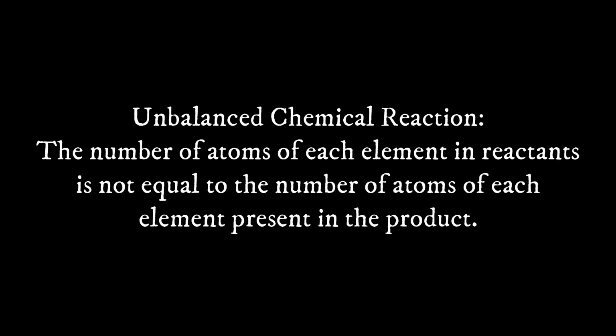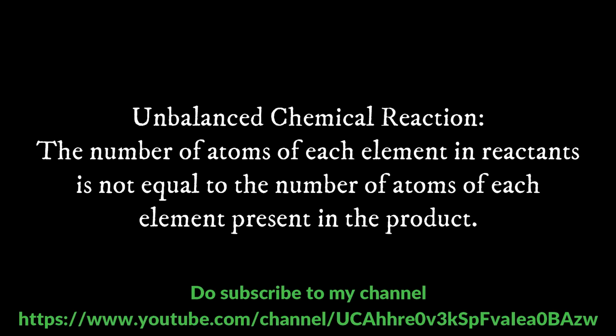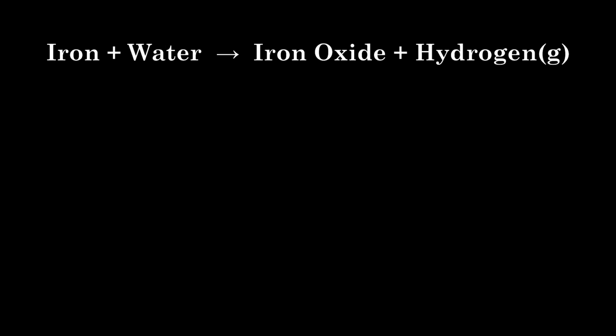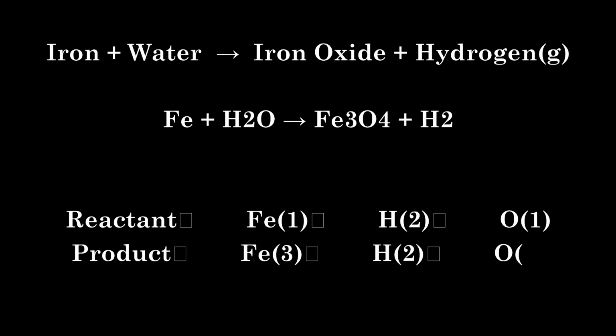In an unbalanced chemical equation, the number of atoms of each element in reactants is not equal to the number of atoms of each element present on the product side. We will see an example. Iron is reacting with water to give you iron oxide and hydrogen gas is evolved. Here you can see that the elements iron, hydrogen and oxygen, I have listed separately with the number of atoms on the reactant side as well as the product side. You can see that it is not equal.